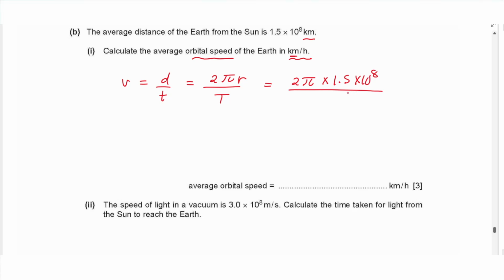The time for the Earth to complete one cycle is 1 year, which is 365 days, and each day has 24 hours, since we need the time to be in hours. And the answer is 107,588.7895. We approximate that to 2 significant figures or 3 maximum. So we can write the answer as 1.08 times 10 to the power of 5 kilometers per hour. Or to 2 significant figures, that would be 1.1 times 10 to the power of 5.